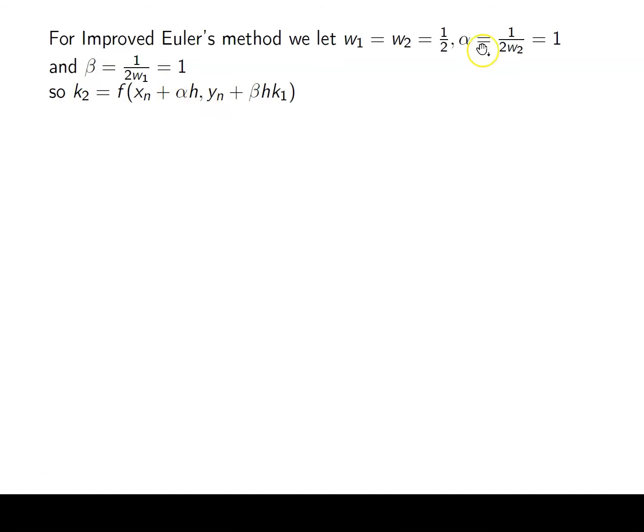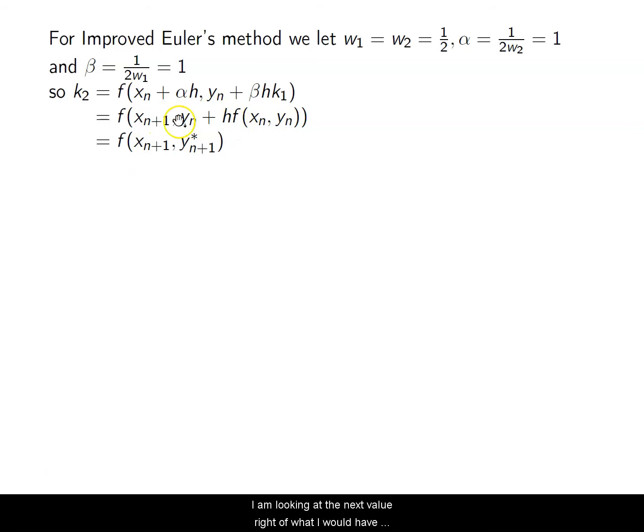some step size away, the step size being 1, so 1h away, or xn plus 1. And then this is my yn plus, again beta is 1, so h times k1. Remember, k1 was just Euler's formula. So that's xn plus 1, yn plus h times k1. Remember, k1 was my current value plugged into my function. And when I plug it into everything, I'm looking at the next value of what I would have.